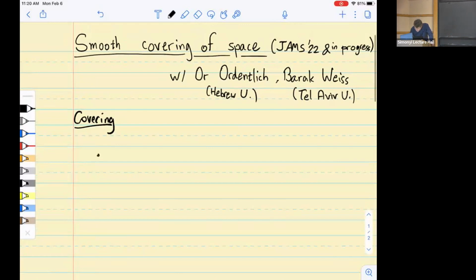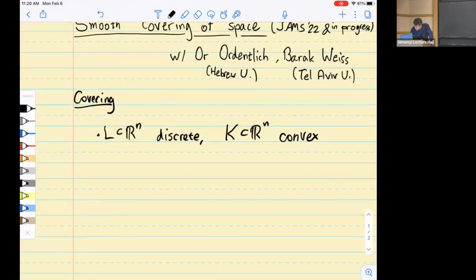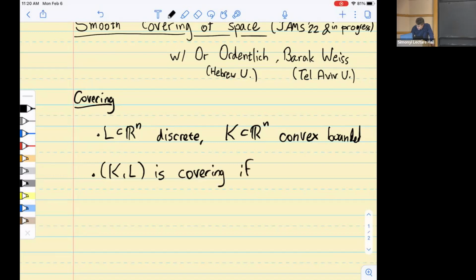So again, what is covering? I have some lattice L in R^n. It doesn't have to be a lattice, just a discrete set in general, but typically we'll work with lattices. I'll define it in a minute. I have some convex body K, convex and bounded. We say that K, L is a covering if simply L plus K is all of R^n. This is covering, like a Minkowski sum.